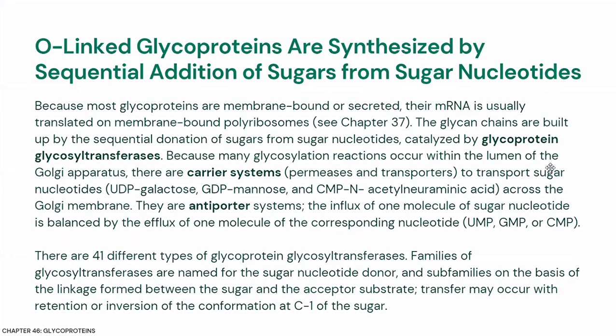Oxygen-linked glycoproteins are synthesized by sequential, one after the other, addition of sugars from the sugar nucleotides. So when you say sugar nucleotides, your UDP glucose, UDP galactose, no? Your CMP mannose. Okay. So those are sugar nucleotides. So they add one sugar after another from the sugar nucleotides.